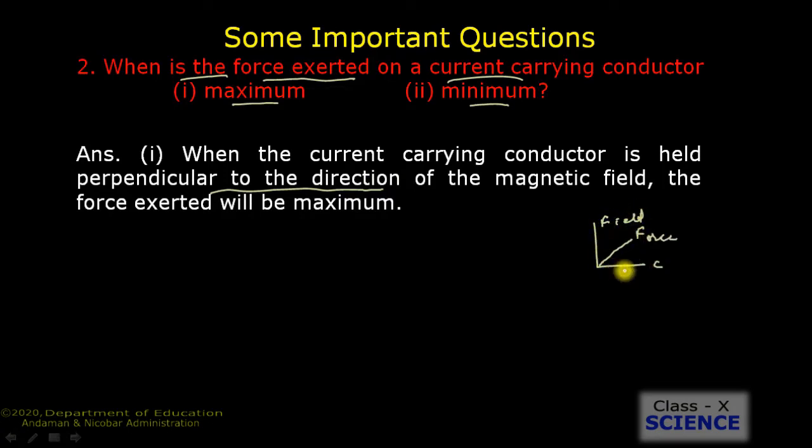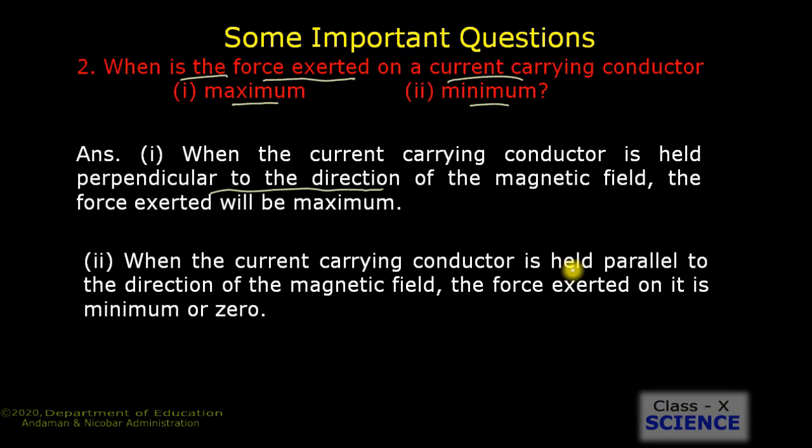We have extended the first three fingers, that is the forefinger, central finger and the thumb, at right angles to each other, right? So when the current carrying conductor is held perpendicular to the direction of the magnetic field, then the force exerted will be maximum. The next part is, when is the force exerted on a current carrying conductor minimum? When the current carrying conductor is held parallel to the direction of the magnetic field, in that case the force exerted will be minimum, or we can say that the force will be zero. So do remember the conditions on which the force exerted on a current carrying conductor will be maximum and minimum.